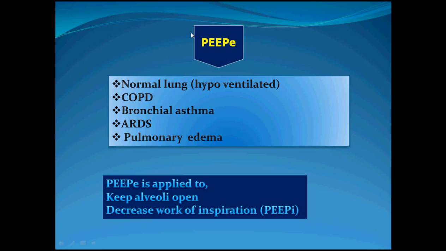So when you put this PEEP, you should take care for the normal lung, COPD, bronchial asthma, ARDS, and pulmonary edema. You should discuss what the impact is on each lung. The main function of the PEEP is to keep alveoli open, and this is very important. In addition to this, it is to decrease the work of breathing during inspiration if there is intrinsic PEEP. So this is an important part.